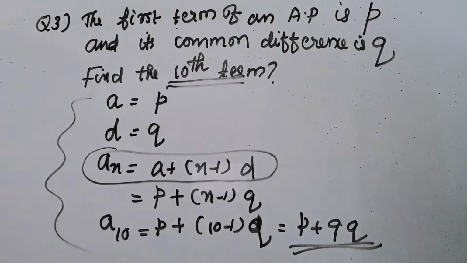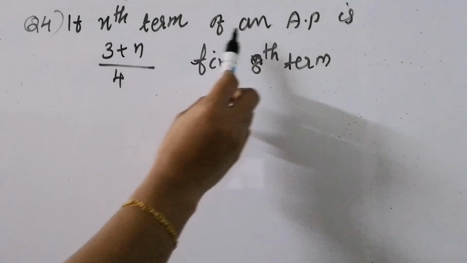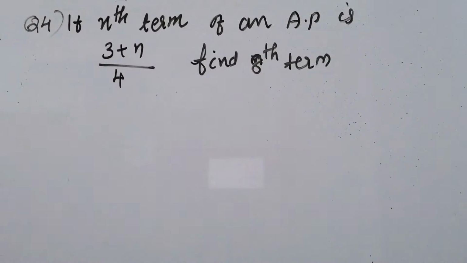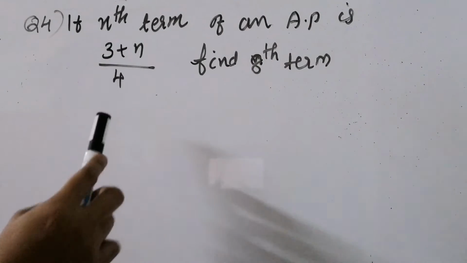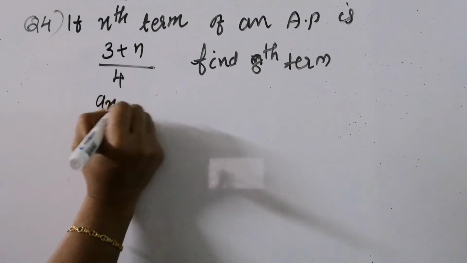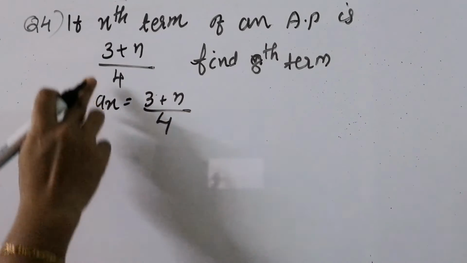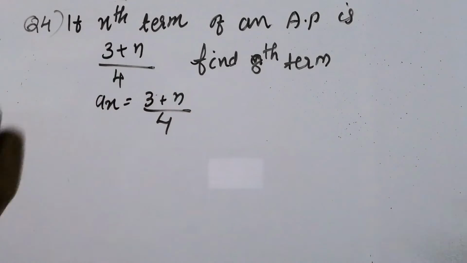Then we move to our next problem. This is our fourth problem. If the nth term of an arithmetic progression is 3 plus n by 4, this is the general form of the arithmetic progression. So we have to write like this: An is equal to 3 plus n divided by 4. Okay, the nth term of an arithmetic progression is this one.